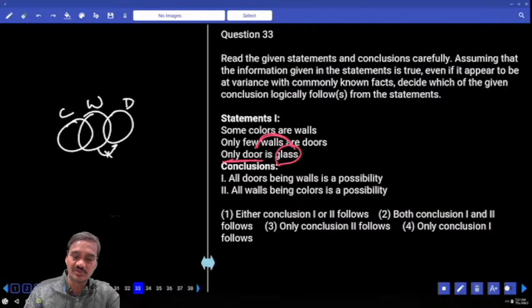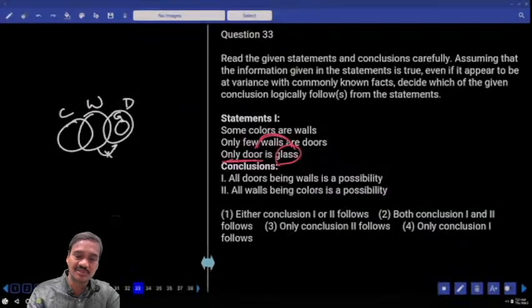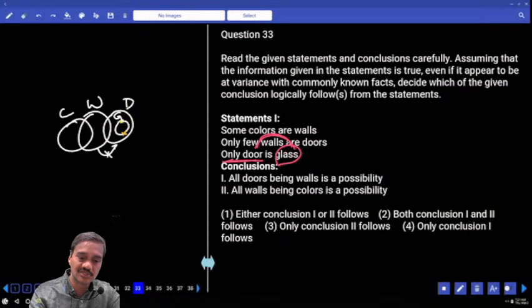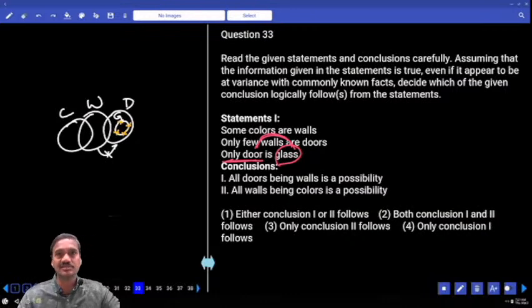And so all these glasses belong only to doors, and those glasses belong only to doors, and these glasses do not belong to anything else. Glasses do not belong to anything else. Follow here. Glasses belong only to doors, and nothing else.